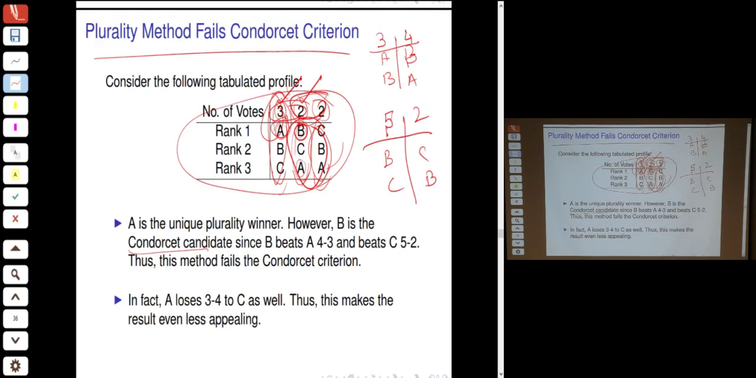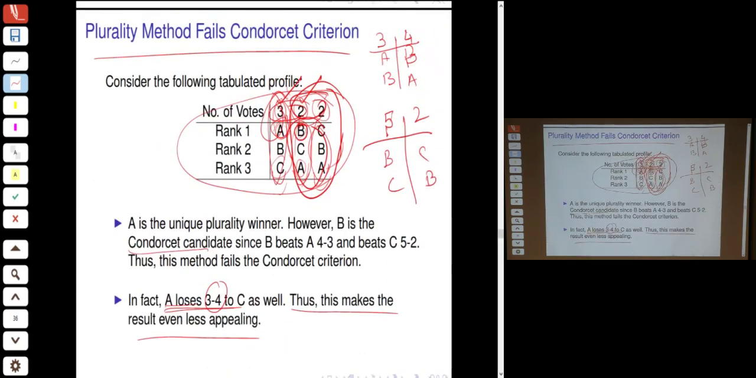In fact, if you just look at the head-to-head matchup of A and C, notice that A is preferred to C only in the first list, whereas in the second and the third lists, A is less preferred than C, so C is ranked higher than A. Therefore, if you just consider the head-to-head matchup between A and C, A loses 3-4 to C. This makes the result of the plurality method even less appealing, because A is beaten in a head-to-head matchup by another candidate.